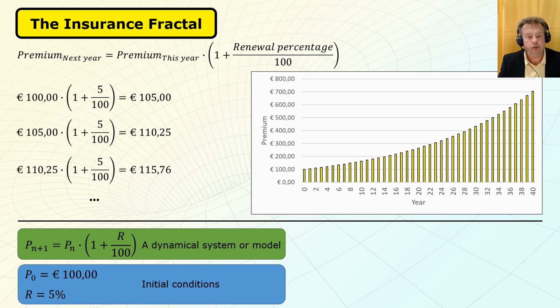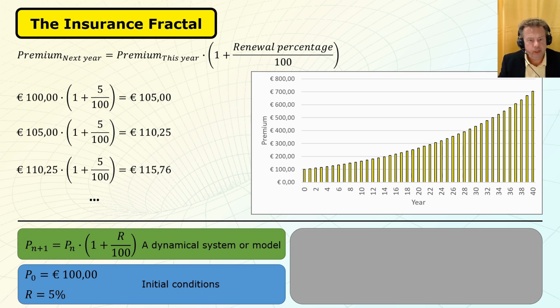And a new concept, initial conditions. Here in the example, I started out with P0, the premium this year of 100 euros, and I took a renewal percentage of 5%. Those are called initial conditions. So now you've learned some new labels that mathematicians use: dynamical systems, initial values. And we want to evaluate the behavior of this dynamical system.